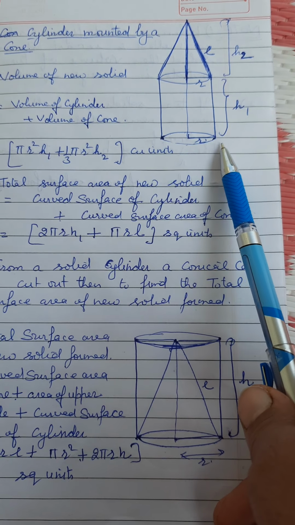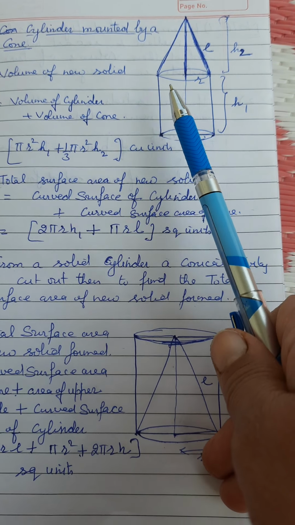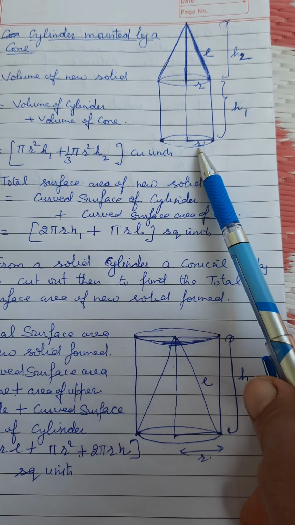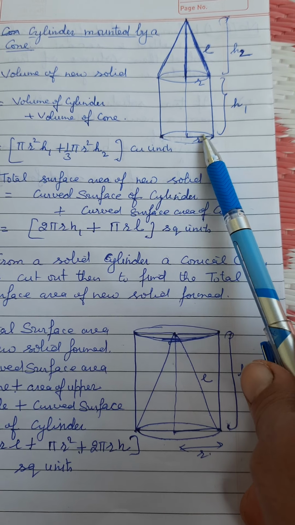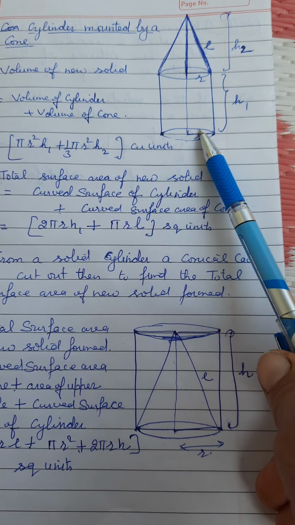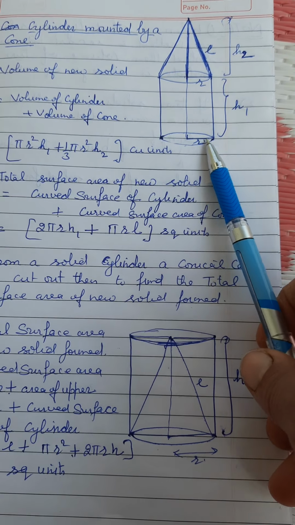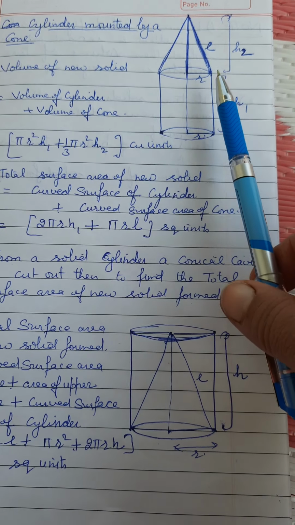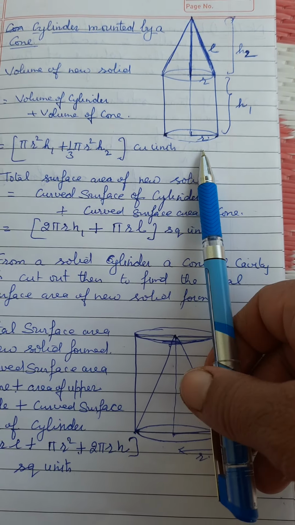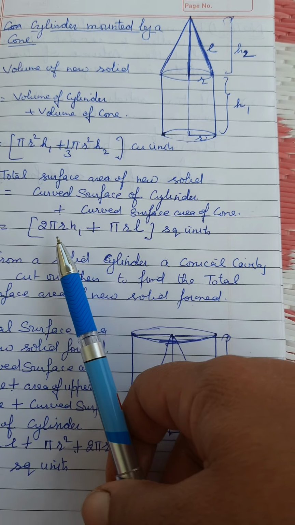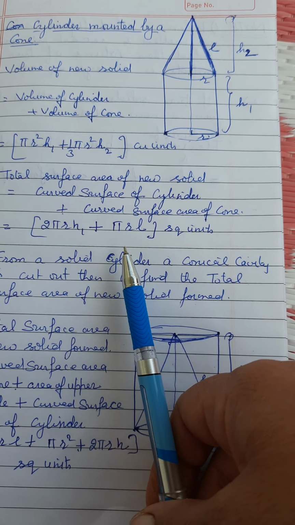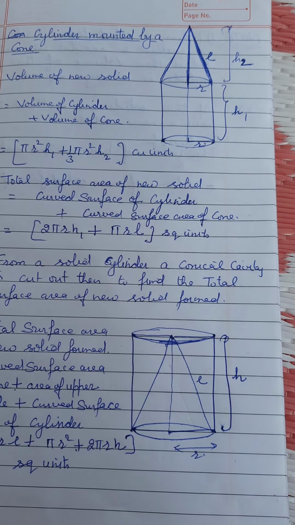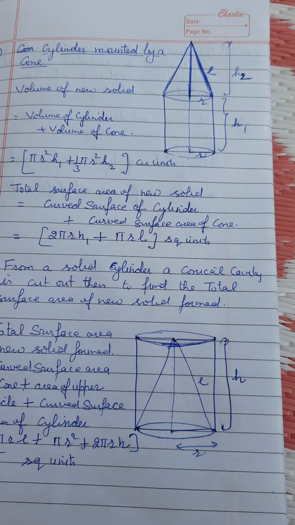Now suppose this figure has a base at one of its ends, meaning here a circle is also given, that means it is closed from below. If it is closed from below, meaning here is a circle, then to find the total surface area of this whole figure, we will have to add the area of the circle in this also. Then we will get 2 pi r h1 plus pi r l plus pi r square units to find the total surface area of this figure.